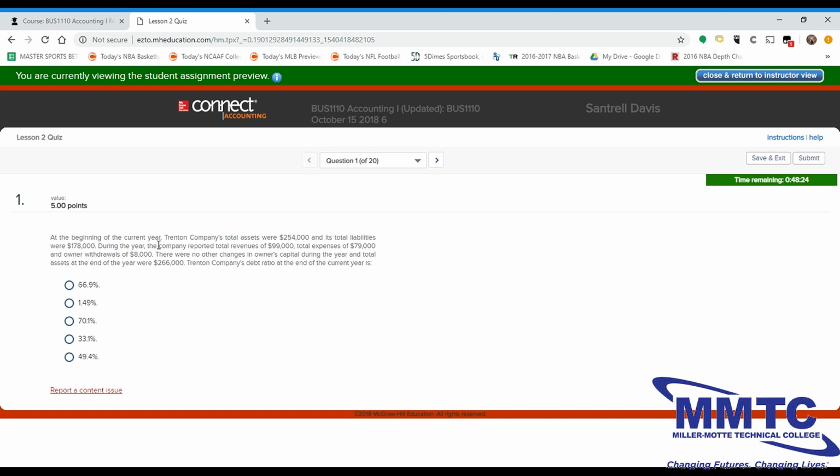Now let's work backwards to get the ending liabilities, what we don't have. 266,000 ending total assets minus ending equity. So 266 minus 88 is 178. Now 178 divided by 266 is 0.669. 0.669 should give us 66.9%. You should see that, Mr. Coates. There we go.